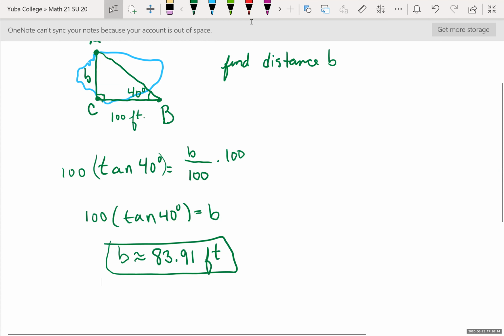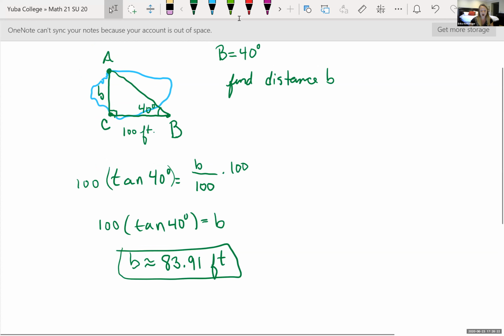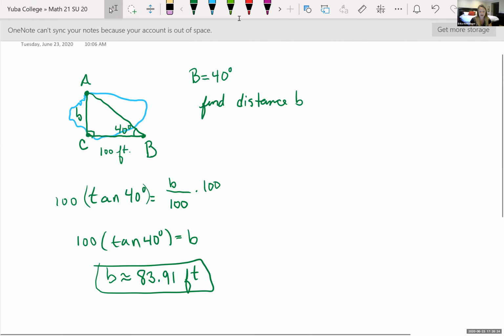When would you know to put your calculator in radians versus degrees? It depends on what's given in the problem. In my problem, it was given that my angle was in degrees, 40 degrees. If it had said something like pi over 6, then I would have put it in terms of radians in my calculator, or I would have converted my radians into degrees before I put it in the calculator. But there should be a setting on the calculator.